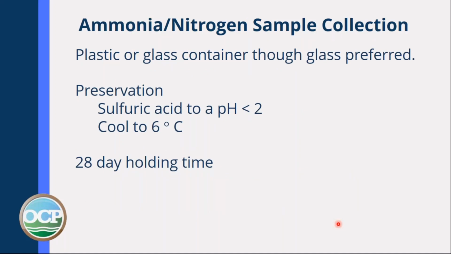When you sample for ammonia and nitrogen, glass is preferred, although you can use plastic if you have to. These are preserved by adding sulfuric acid to lower the pH to less than 2. Again, things need to be cooled on ice to at least 6 degrees centigrade, and there is a 28-day holding time.